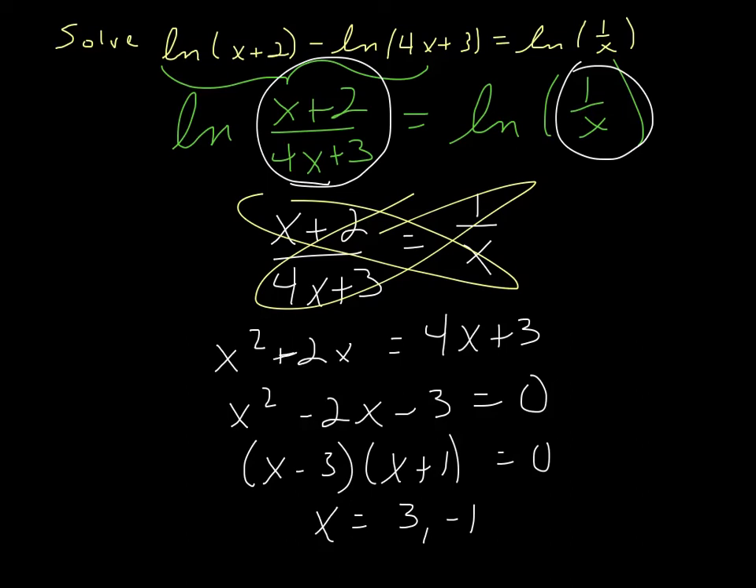If I put in negative 1, then I'm going to end up with negative 4 plus 3, which is negative 1. I cannot take the natural log of negative 1. So once again, this value has to be dropped. And the only valid solution is going to be x equals 3.